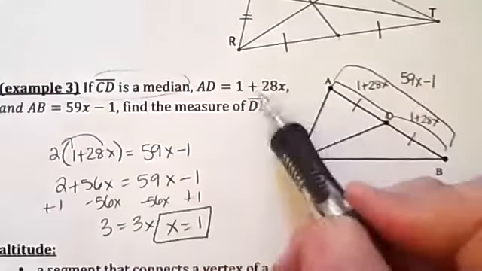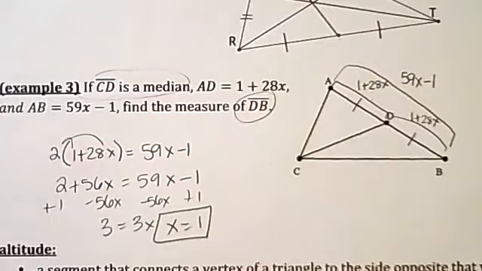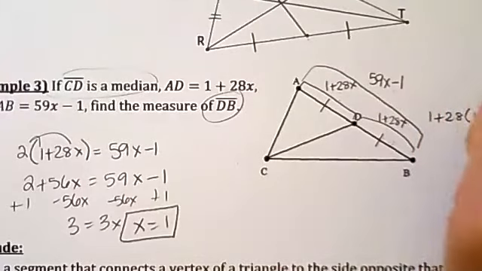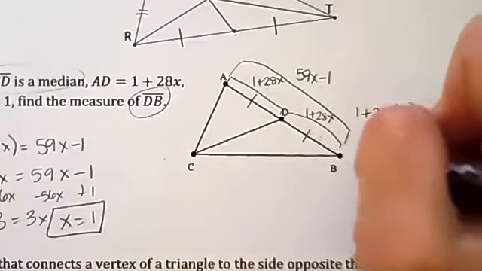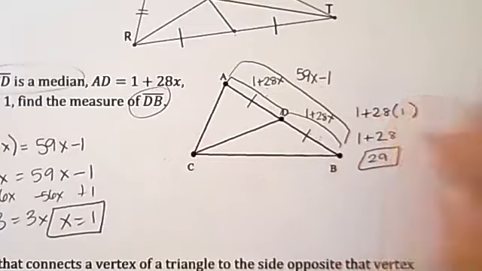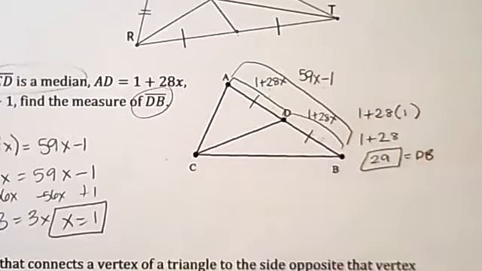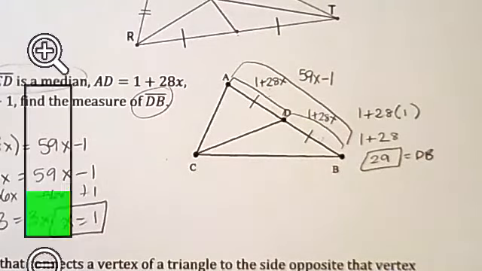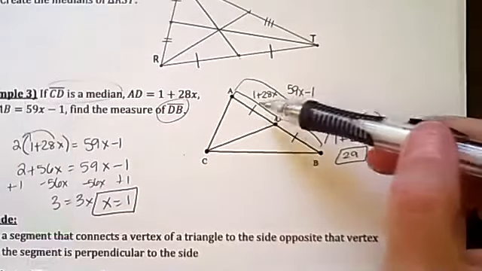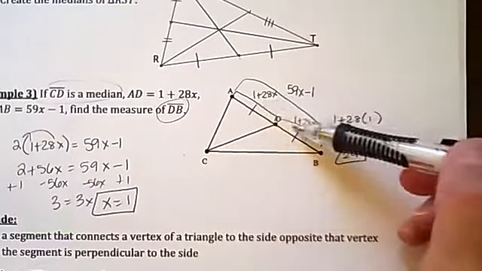It also says find the measure of DB. So DB is this one, so we're just going to plug in 1. So it's going to be 1 plus 28 times 1. So 1 plus 28 is 29. So that's the measure of DB. Okay, so a median, we don't always set equal to each other. Just know that a median gives us congruent pieces.